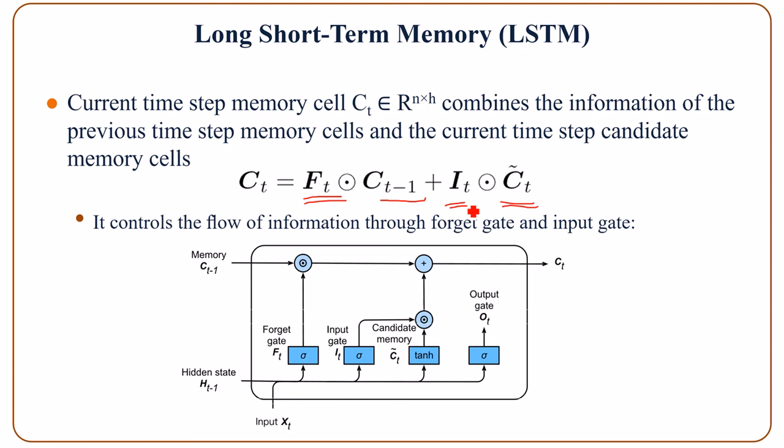Looking at the visualization below, we can see how it works. The current time step memory cell C at time t is a sum of some contribution of the previous time step memory cell C at t-1, controlled by the forget gate here. How much information flows through the gate from here to there is controlled by the forget gate, and it receives contribution from the candidate memory cell C tilde at time t also.